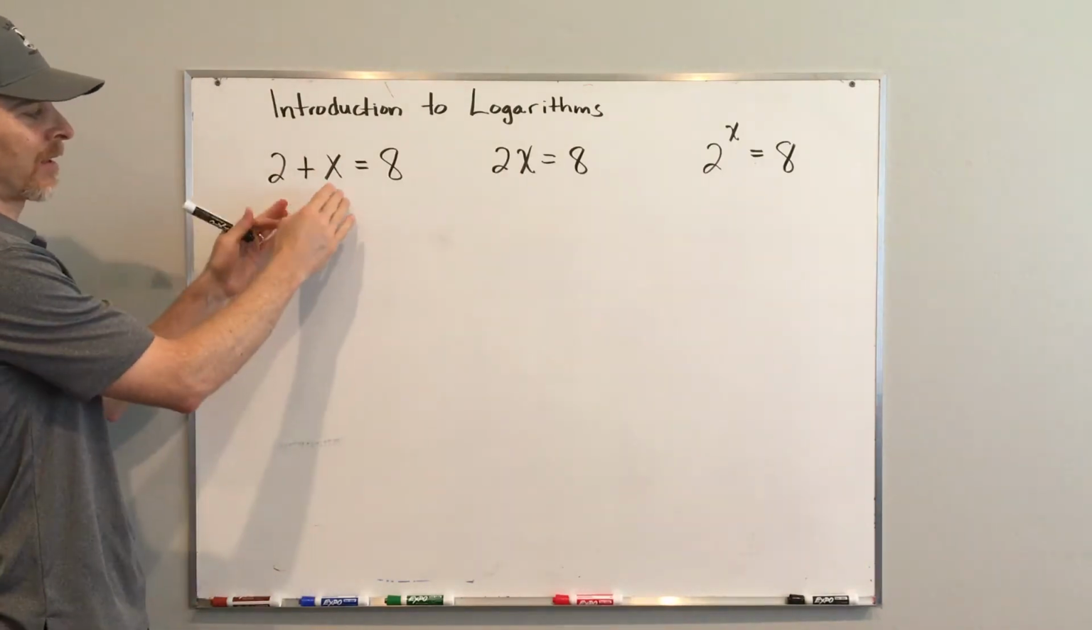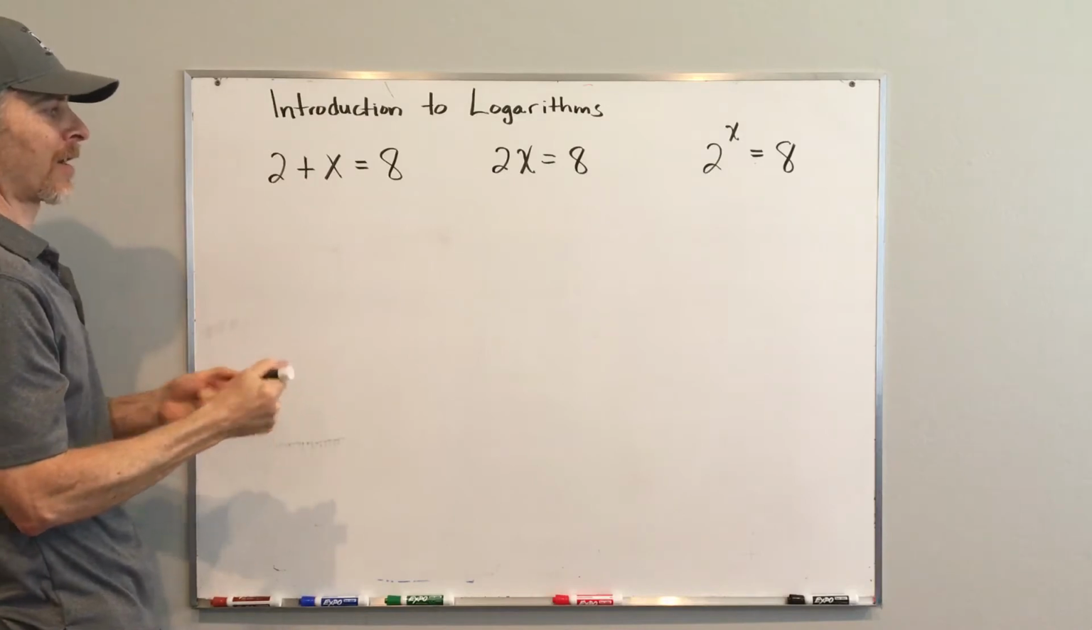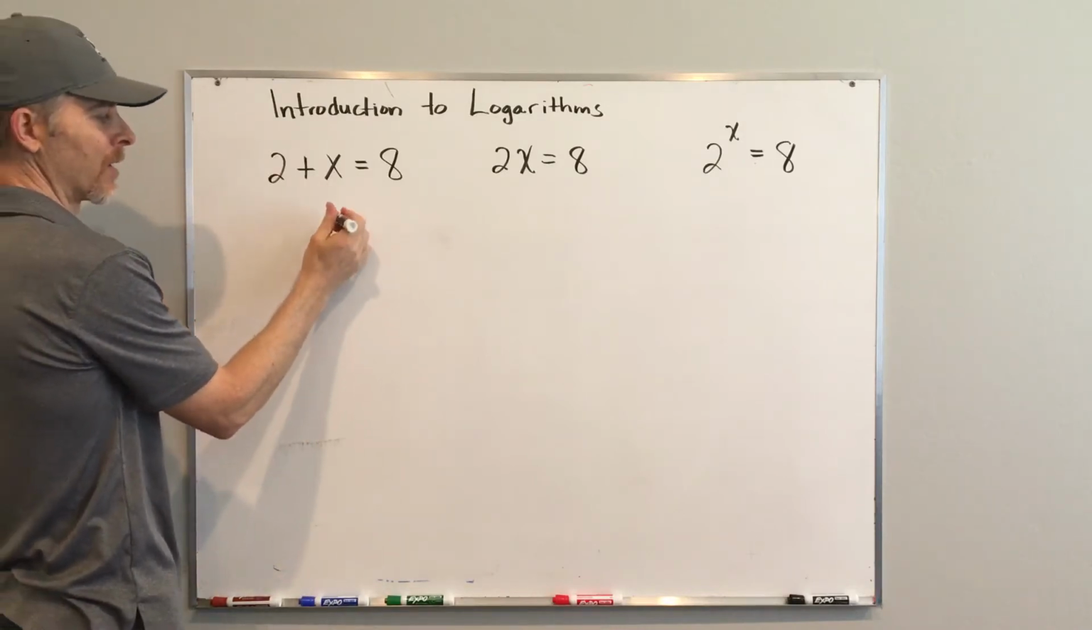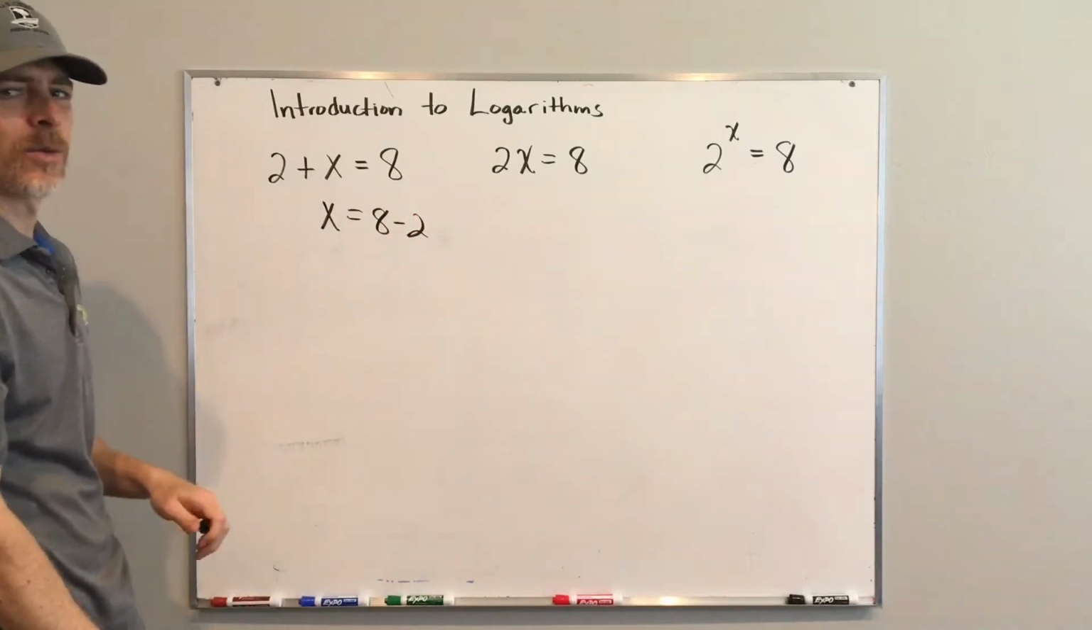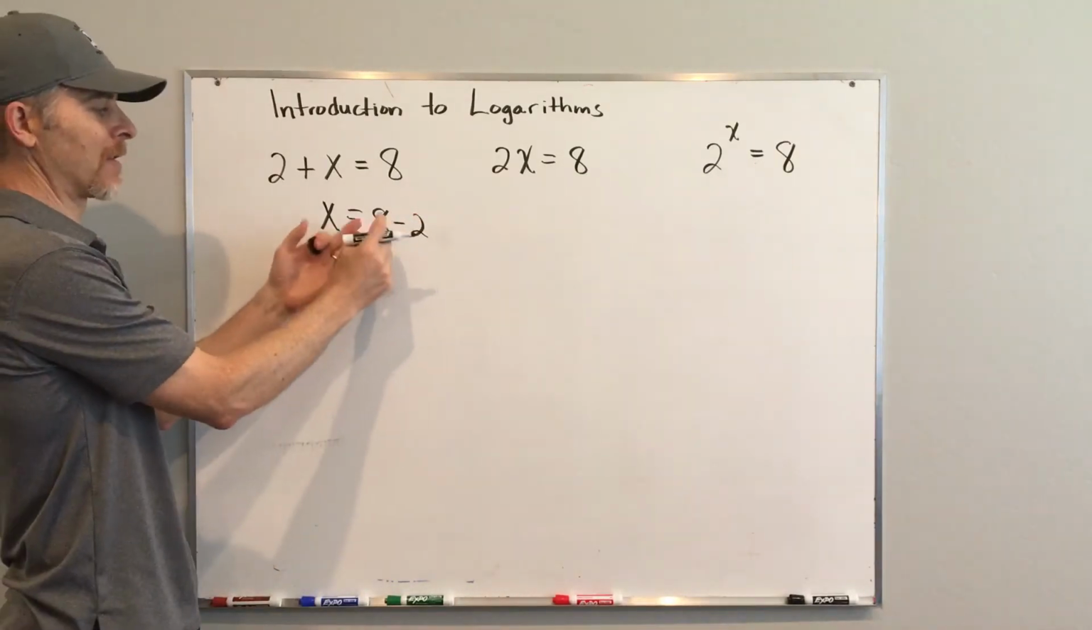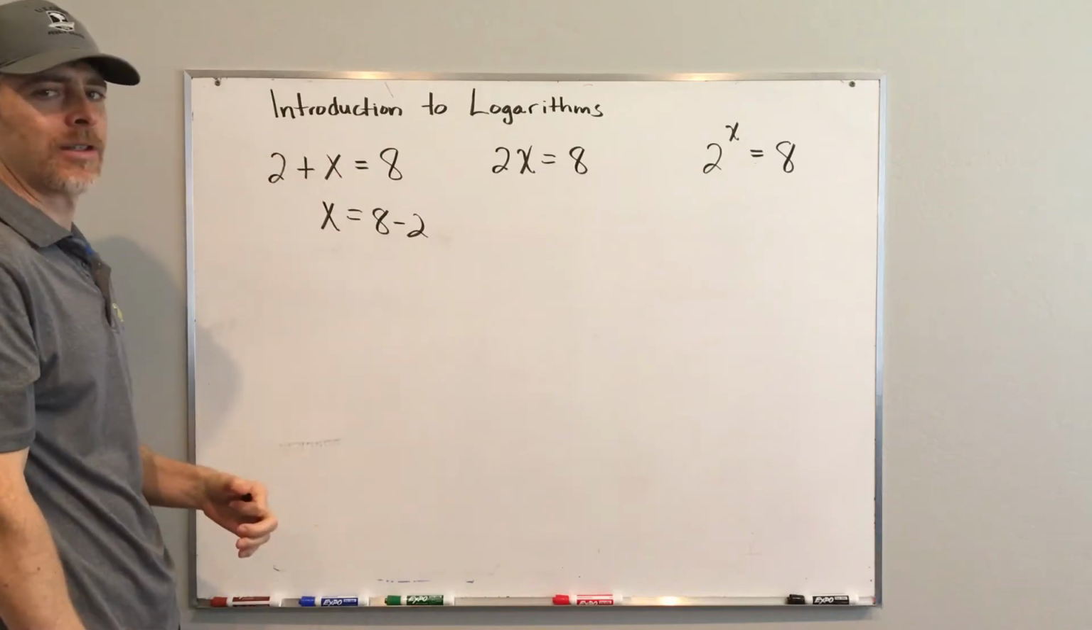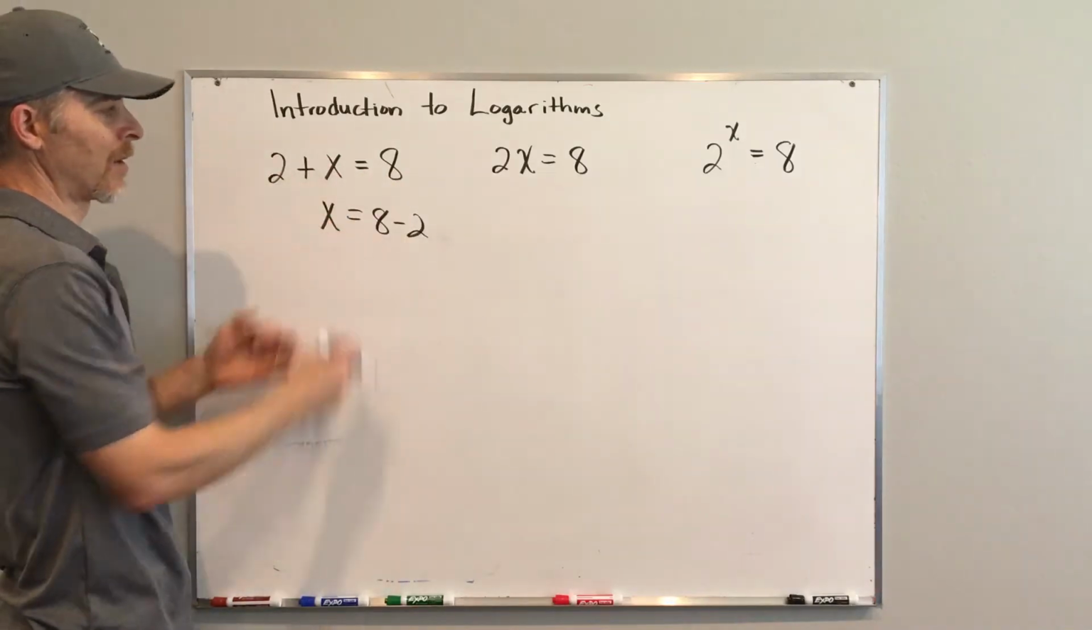If I wanted to solve this equation in terms of x, I would subtract 2 from both sides, and I would have x equals 8 minus 2. So we understand that subtraction is the inverse function of addition, and we can use it to solve for x.